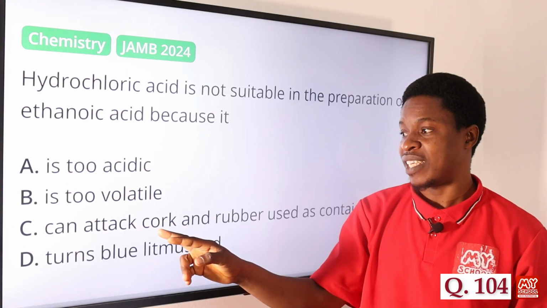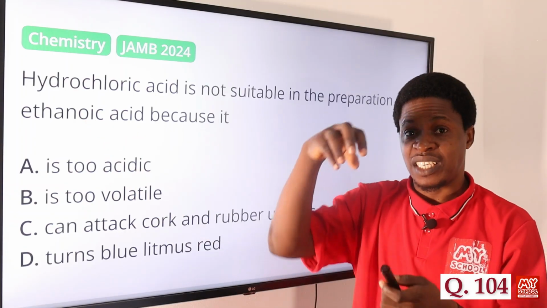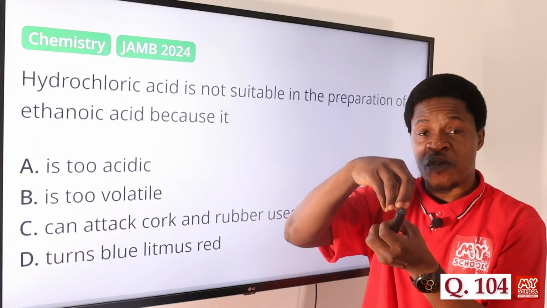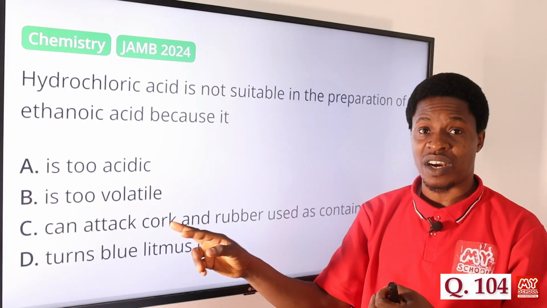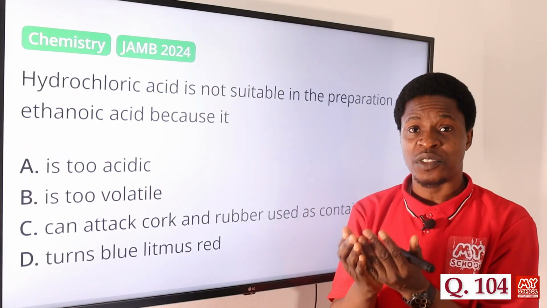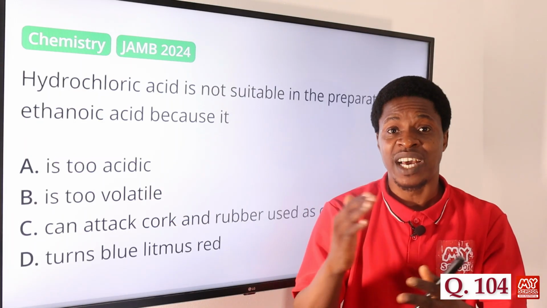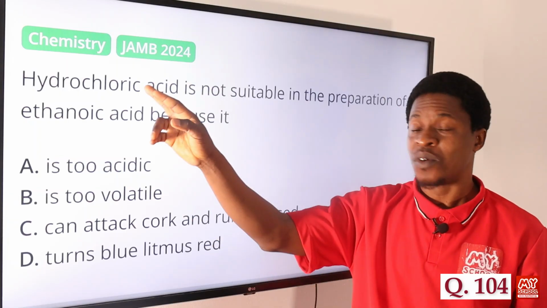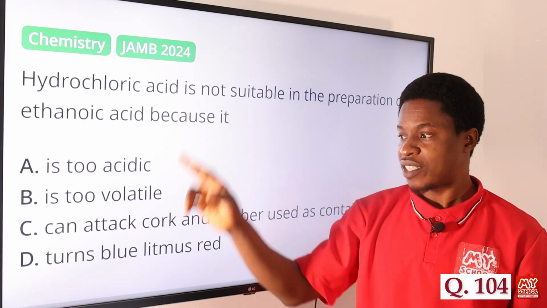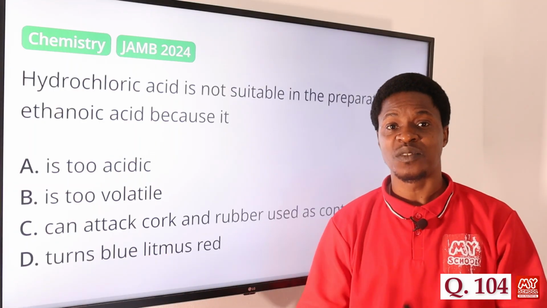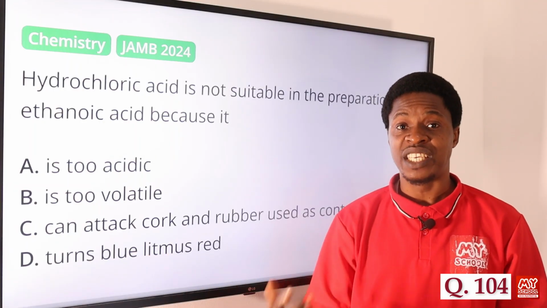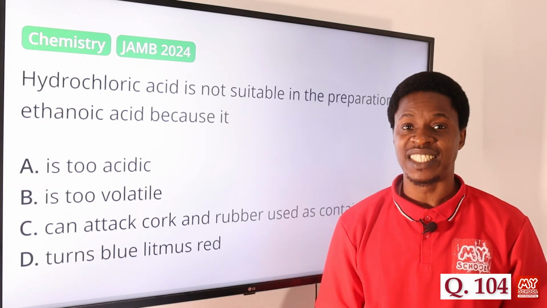If it is that, then we can get something else to cover the container, in which if it can attack the cork and the rubber, we can use maybe some borosilicate glass or something that will not attack it. So this is not the reason. Option D says turns blue litmus red. Of course, we know that all acids will turn blue litmus red to show that they are acidic in nature.